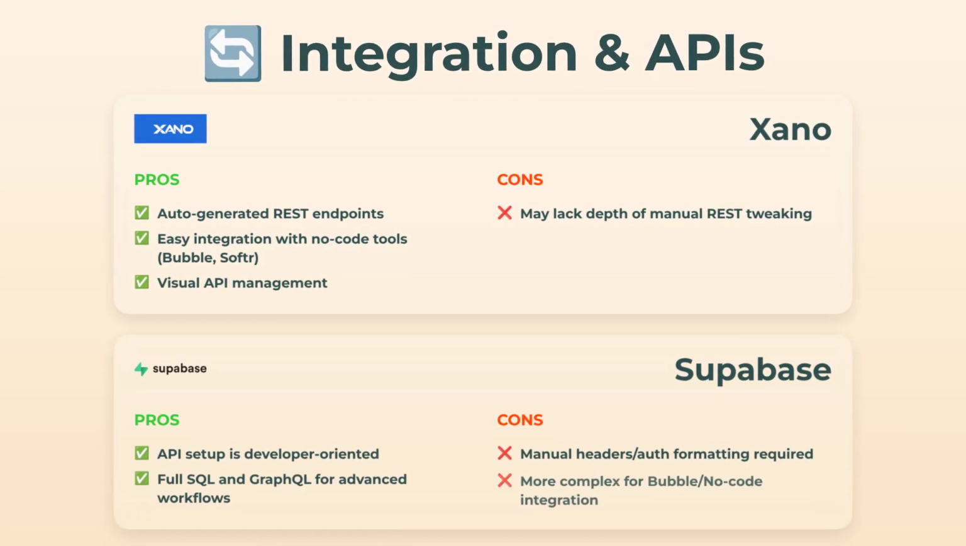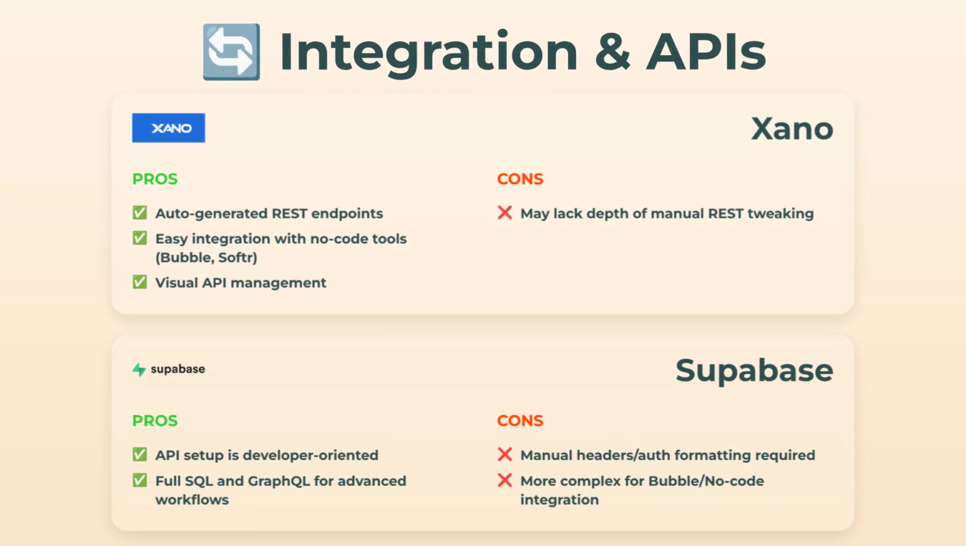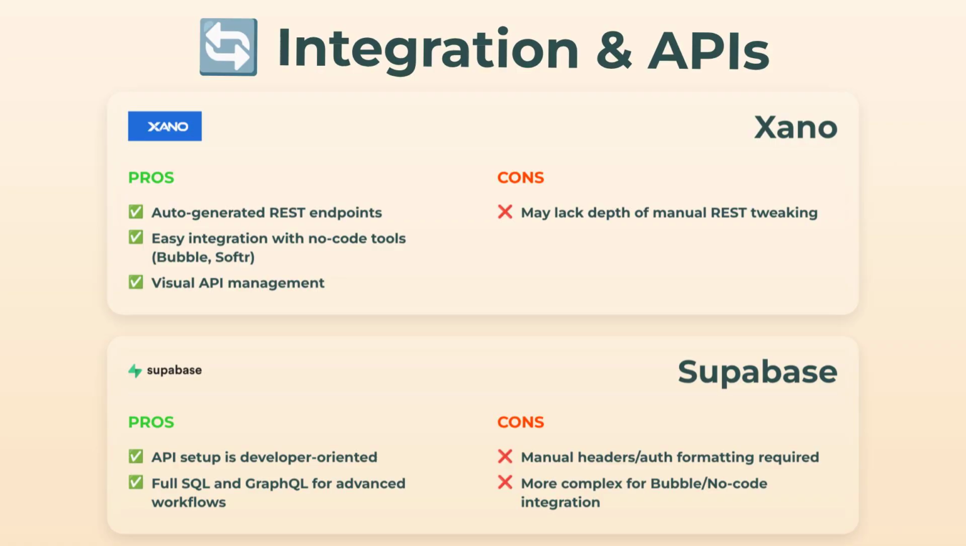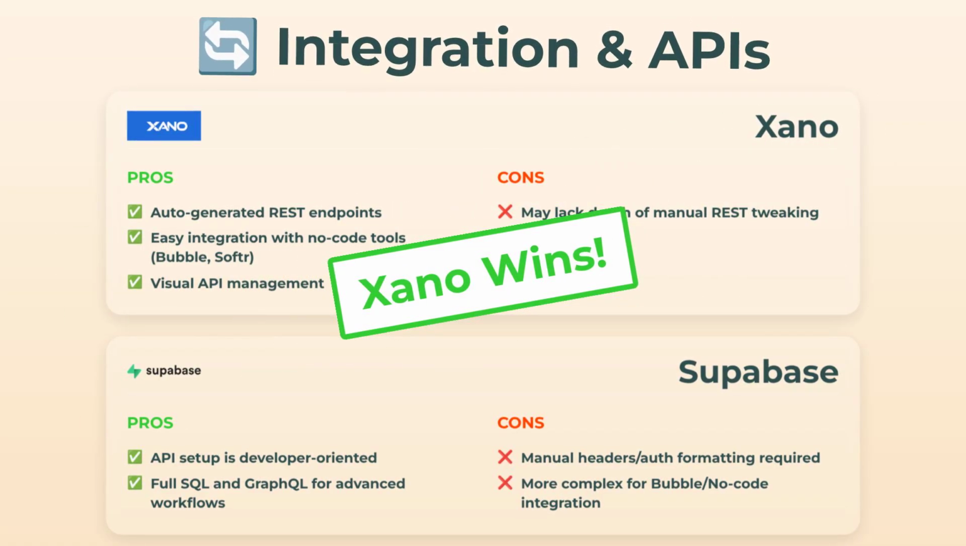Supabase flips that. It's all about dev workflows. It does REST, SQL, GraphQL, whatever. But you need to set up headers, auth, the works. And it's a tad more challenging if you're trying to wire up a no-code project. So by the numbers, Xano is the clear winner for easy, powerful API setup.